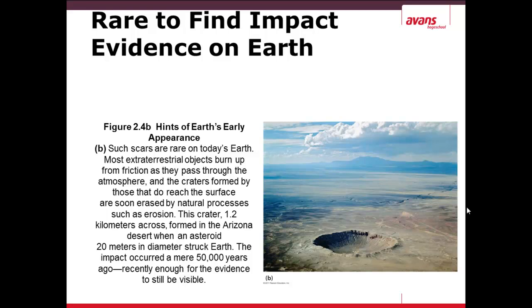On our planet, the planet Earth, it's quite rare to find impact craters. This one that you see the photo of is in Arizona. This crater is 1.2 kilometers across, and it's in a desert. And this was formed by an asteroid of approximately 20 meters, which struck the Earth around 50,000 years ago.